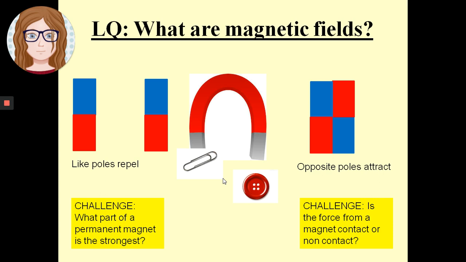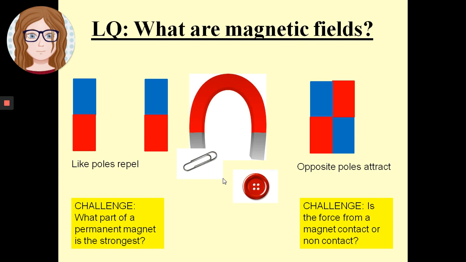What part of a permanent magnet is the strongest then? And is the force from a magnet a contact or a non-contact force? Pause the video, have a think about it, and when you're ready, press play. You back? Brilliant. So the force is actually strongest at the poles of the magnet. So at either end of a bar magnet, you will experience the strongest force.